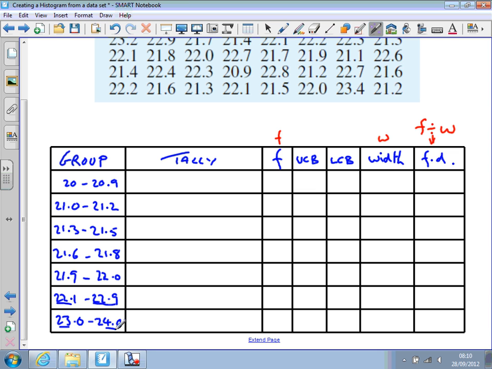So I'm focusing in on the area between 21 and 22, and that's shown by the group sizes. Now I go through and generate my tally table for each of the pieces of data. Which group does it go into? I find the frequency of that group, and then I want the upper class boundary for each group and the lower class boundary, the width of the group, which I can calculate in the frequency density. So let's have a look at that.